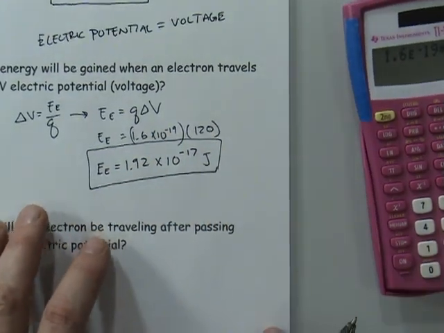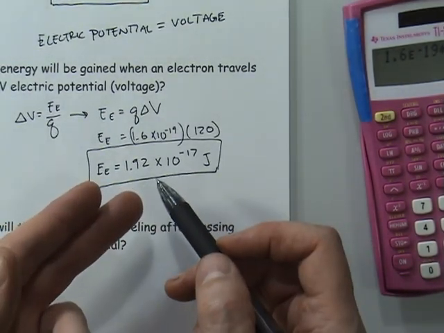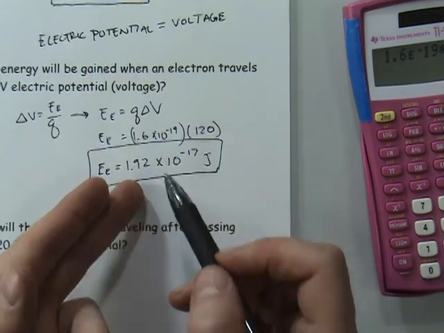Okay, now here's the question. What are we going to do with this energy? Well, most of the time what we're going to do with this energy is, just like with gravitational potential energy, we're going to turn that energy into kinetic energy.